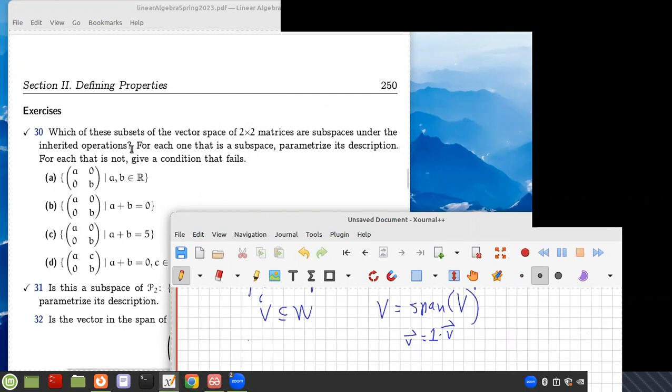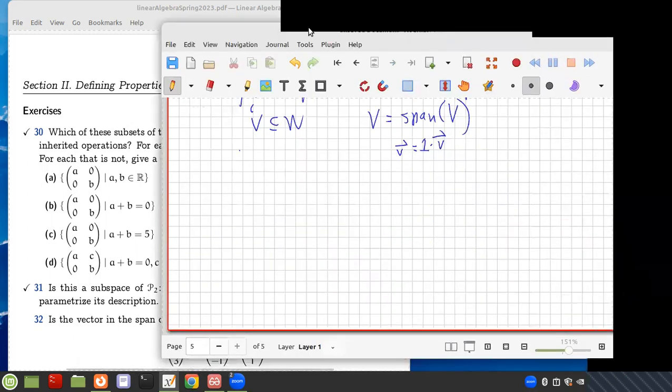So the first one is, which of these subsets of the vector space of 2 by 2 matrices are subspaces under the inherited operations? For each one that is a subspace, parameterize its description. What parameterize its description means is you can show that it's a subspace by showing it's a span. You don't have to go through and use the subspace test theorem. So what I want you to do is get a handle on this.